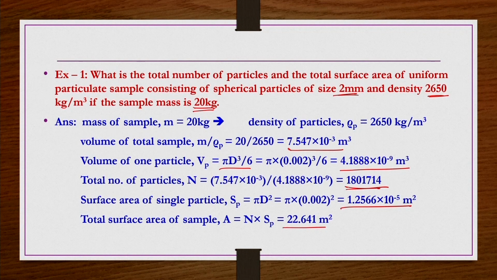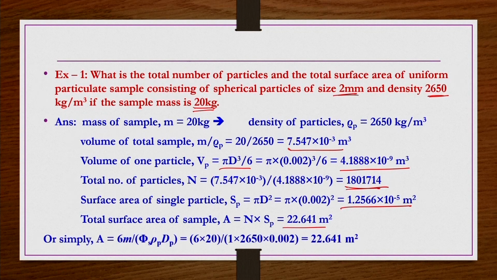Let us say you are not asked to calculate the number of particles, but only the surface area of the sample directly. You can use this equation directly: A equals 6 m by pi s rho p dp, and then substitute these numbers, you will get the same number, 22.641 meter square, in one single step. This we are doing because you also need to obtain the total number of particles.